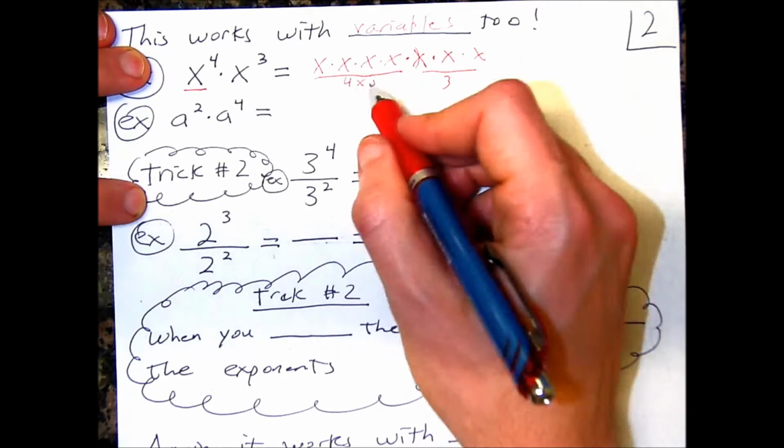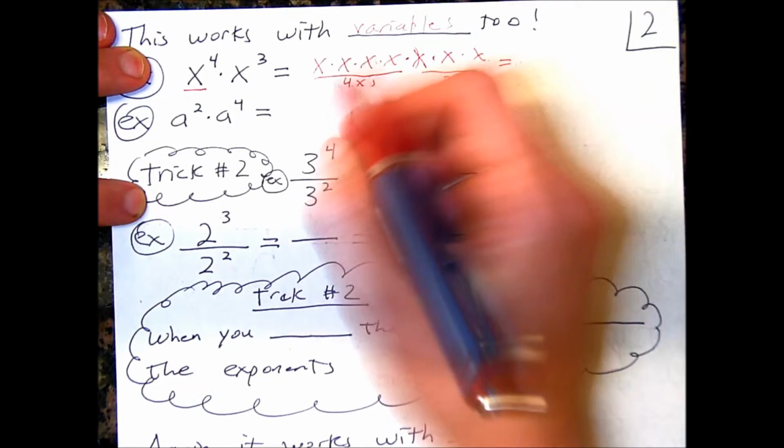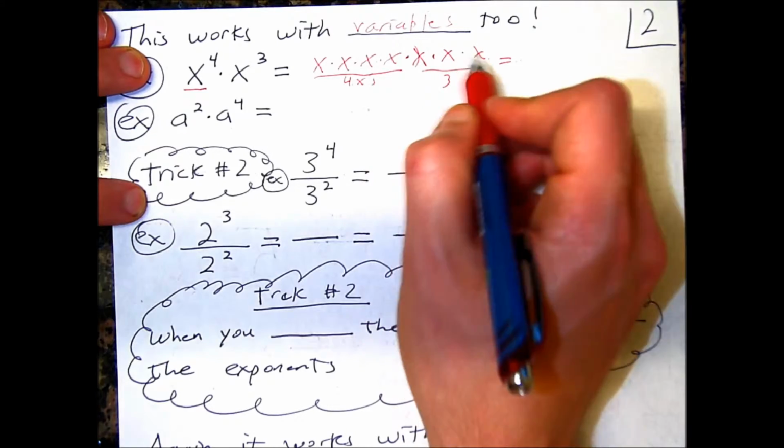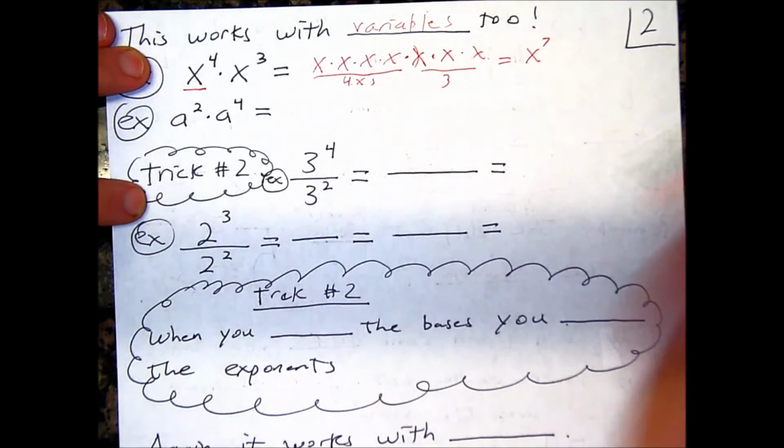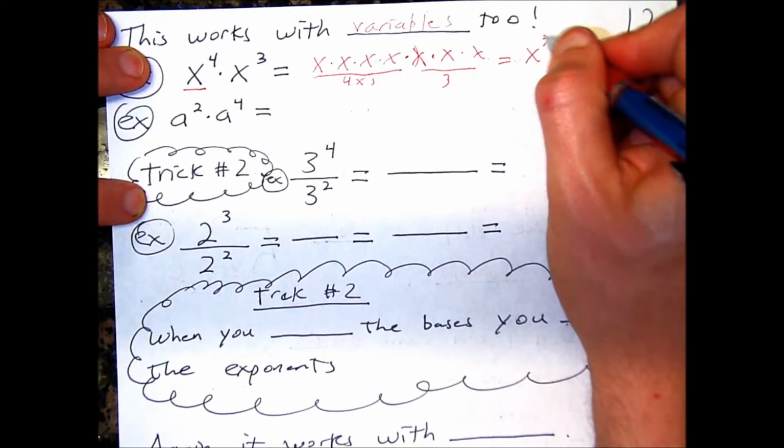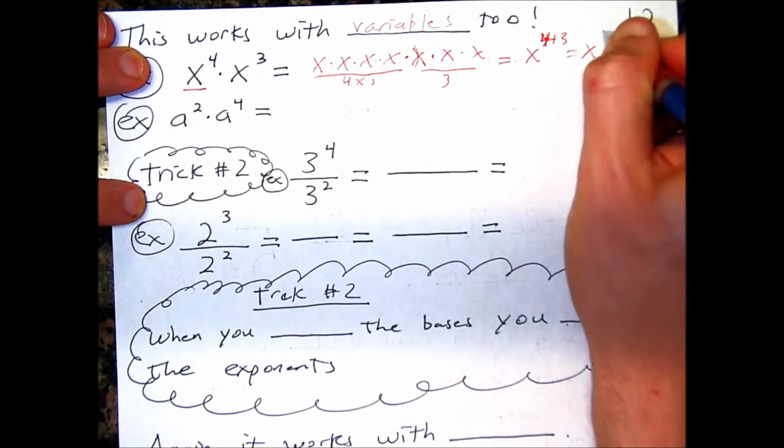But what's 4 plus 3? 1, 2, 3, 4, 5, 6, 7. So this is x to the power of 7. Or let me fix that. This is x to the 4 plus 3, which is x to the 7th.